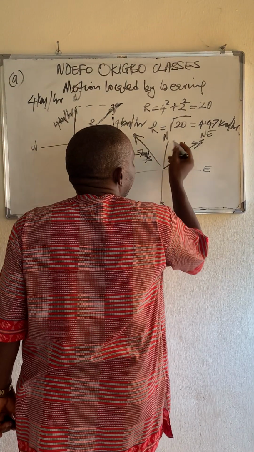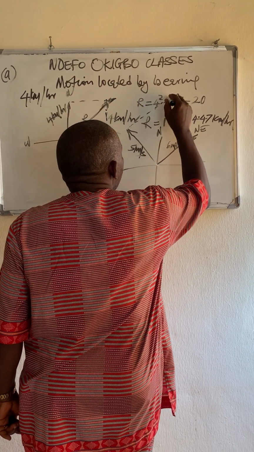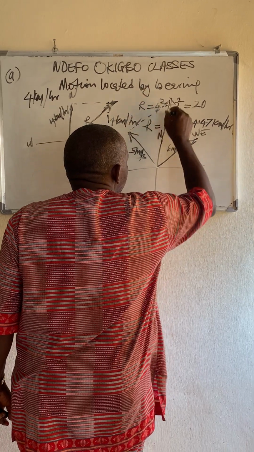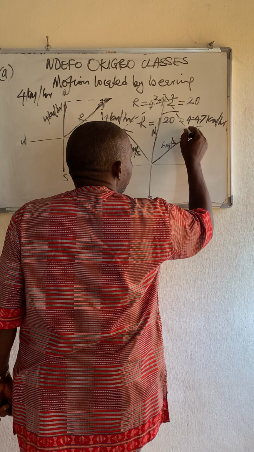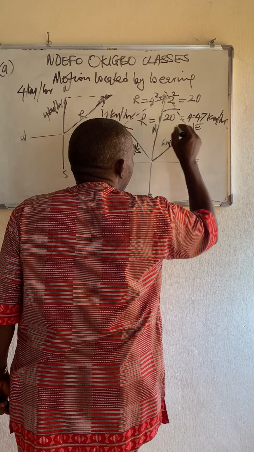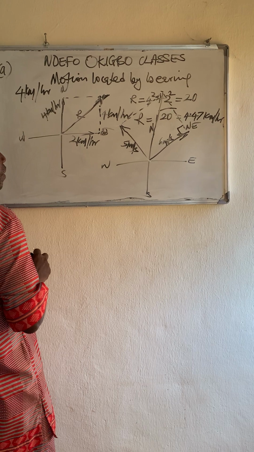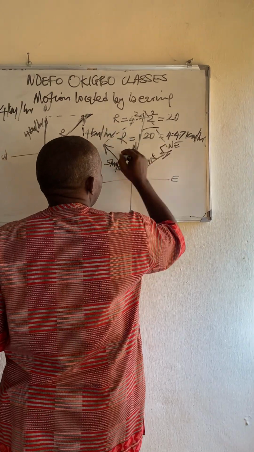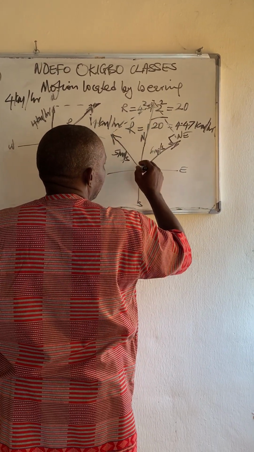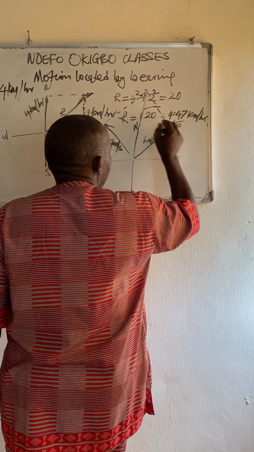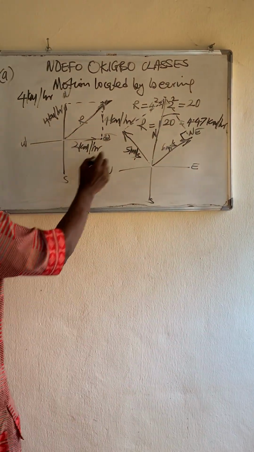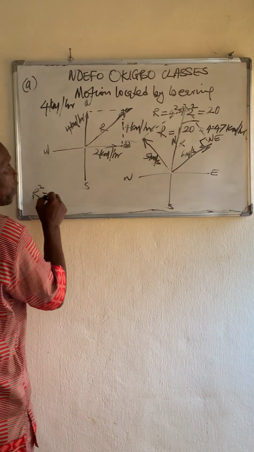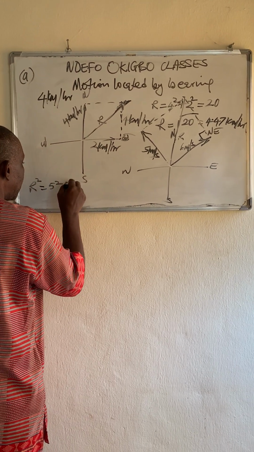That is the resultant, which would be this. This angle is still 90 degrees, because this is parallel to this, this is parallel to this, and this is 90, this is 90. So if it is 90, the same way, we have R, the resultant. R squared is equal to 5 squared plus 6 squared.